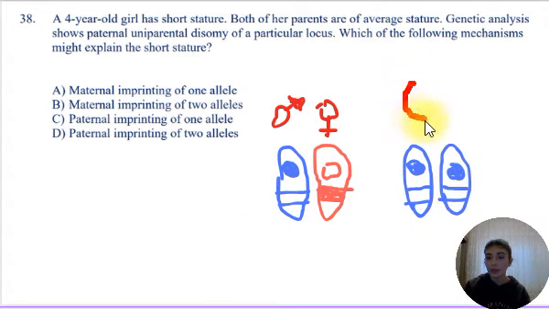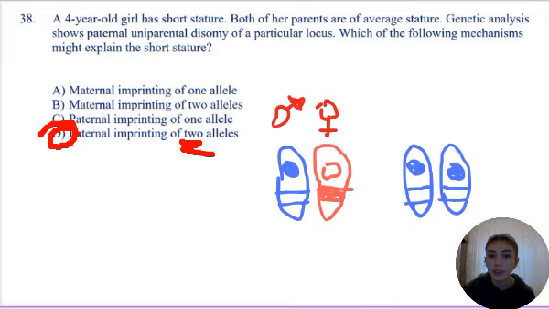So we look at the case here. Two of these genes, of genes number 1, are imprinted, and therefore we get only the second gene product, right? But in order to have average stature, we need to have two gene products, and therefore this child developed short stature in comparison to his or her parents, right? So therefore we look for two alleles being imprinted, and our answer here is D.